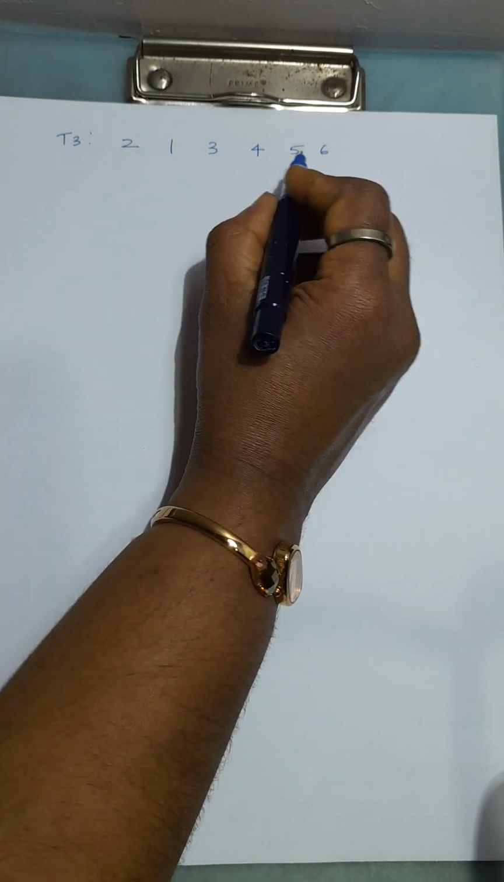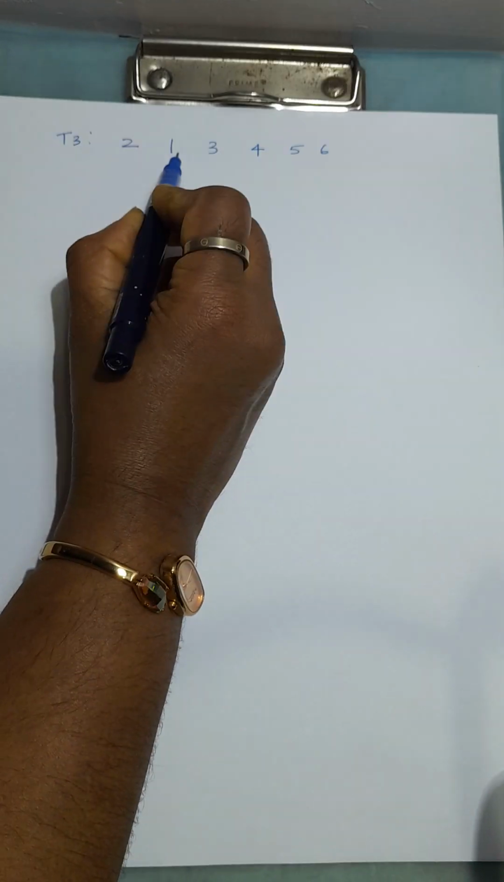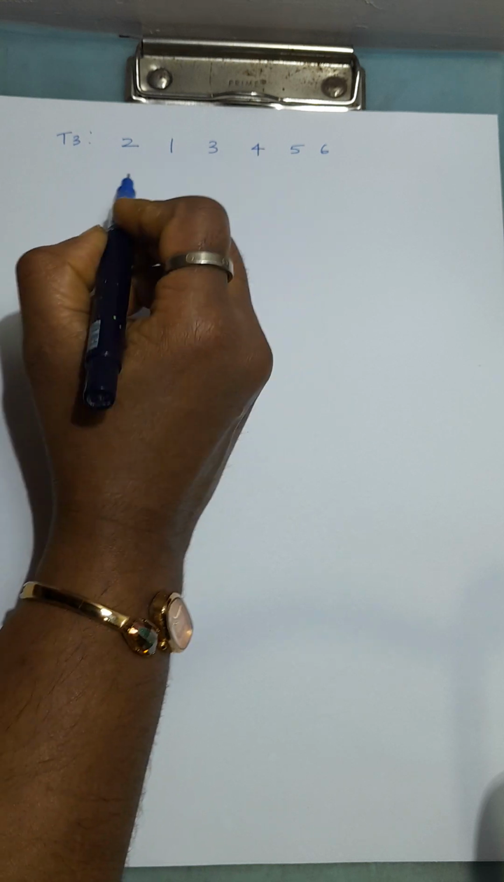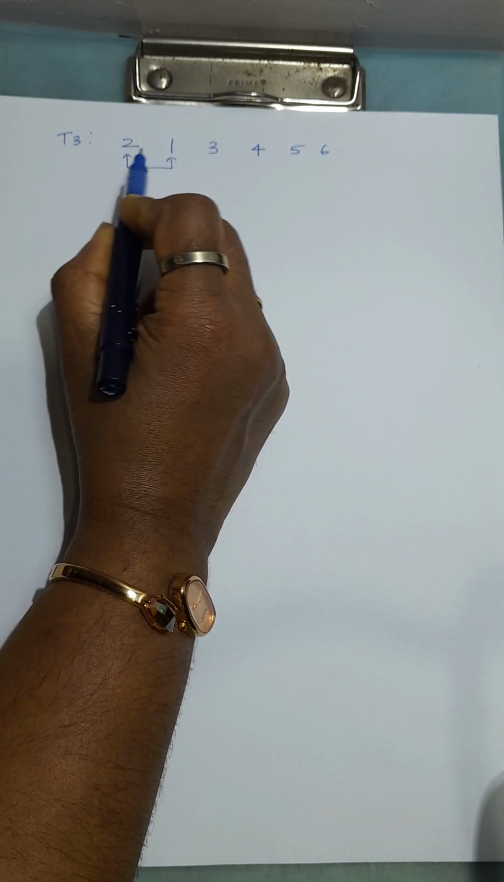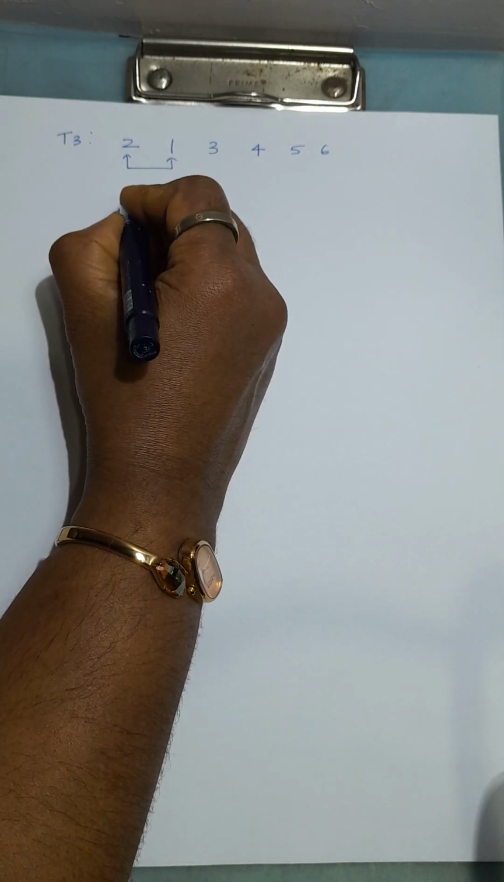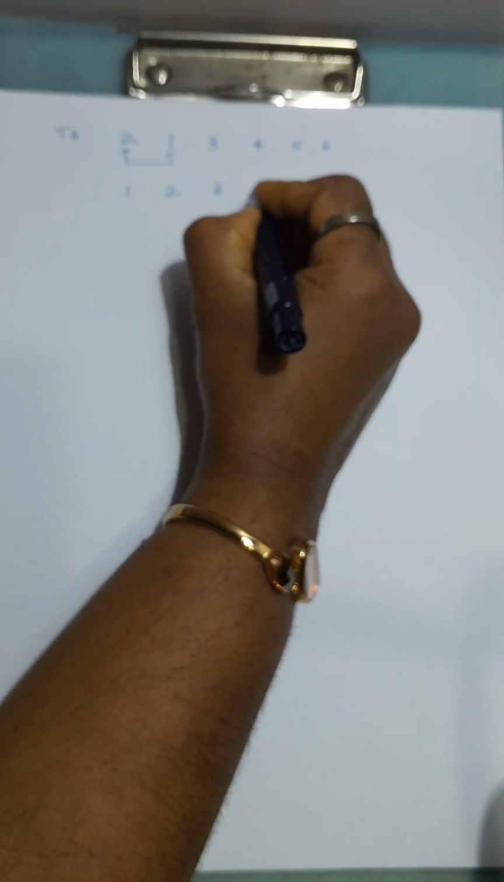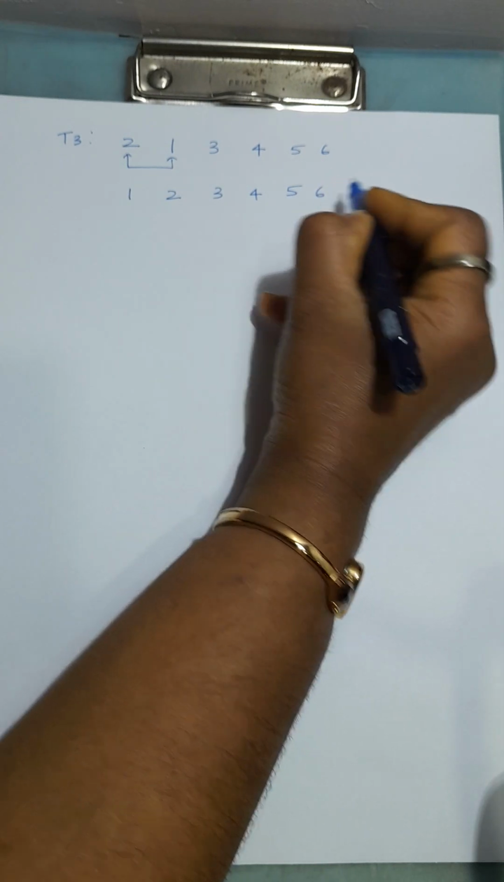Okay, now since 5 and 6 are already sorted, I have to check only between 2, 1, 3 and 4. So let me check between 2 and 1. We check, is 2 greater than 1? Yes, 2 is greater. We need to swap. So it becomes 1, 2, 3, 4, 5 and 6 as it is.